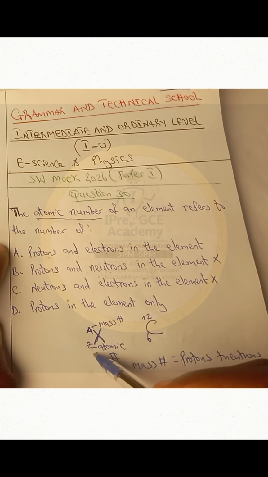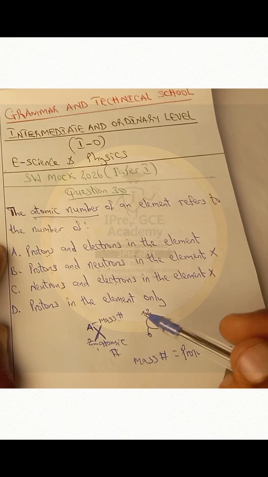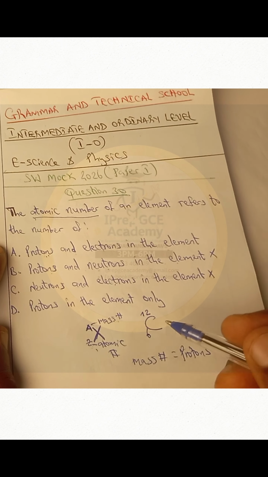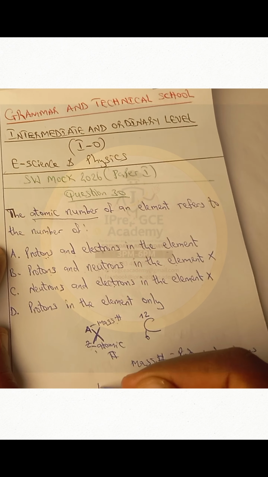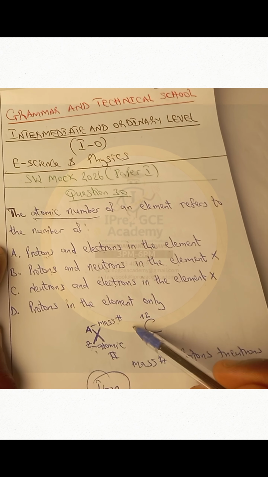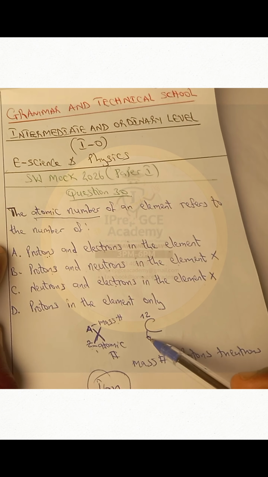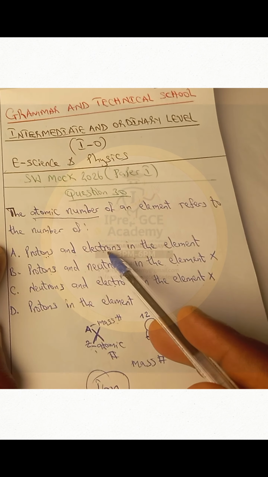You see, this atomic number is not the number of electrons because there are times when an atom can lose or gain electrons. When an atom loses or gains electrons, it becomes an ion. And when it becomes an ion, the number of electrons has changed. And so at that point, the atomic number no longer represents the number of electrons.